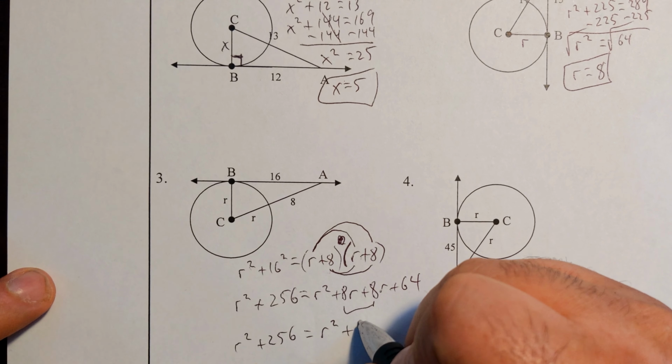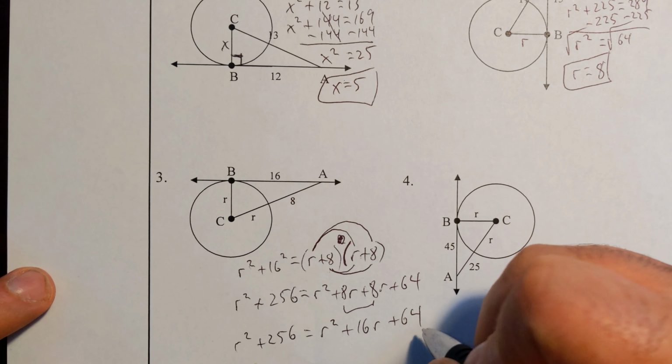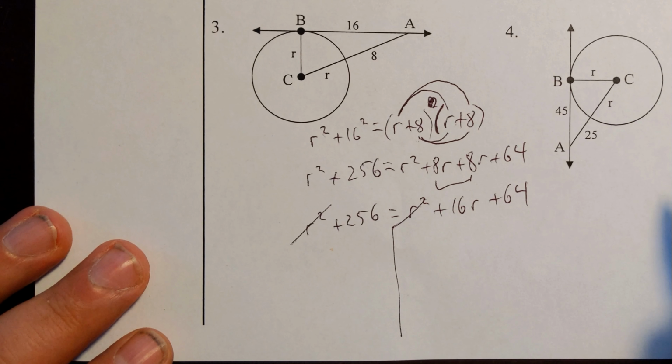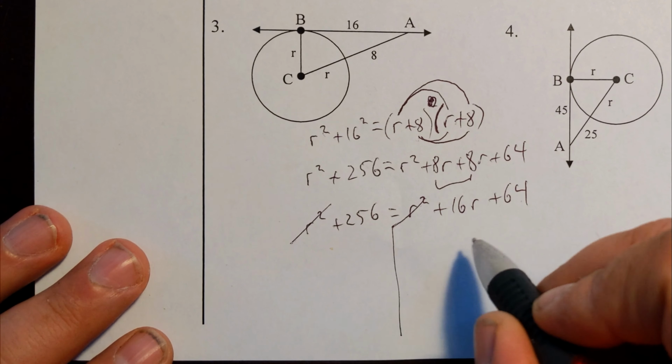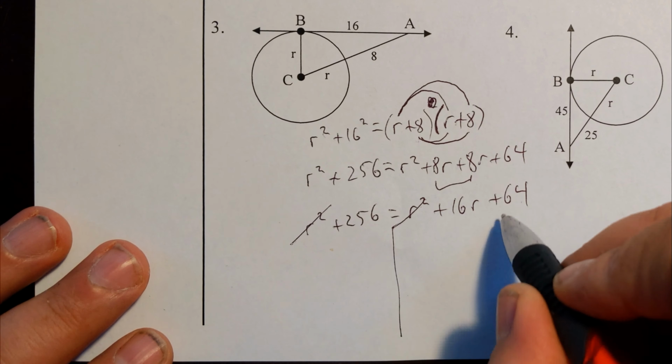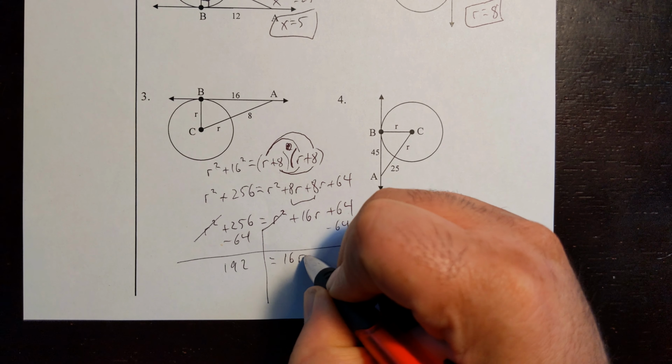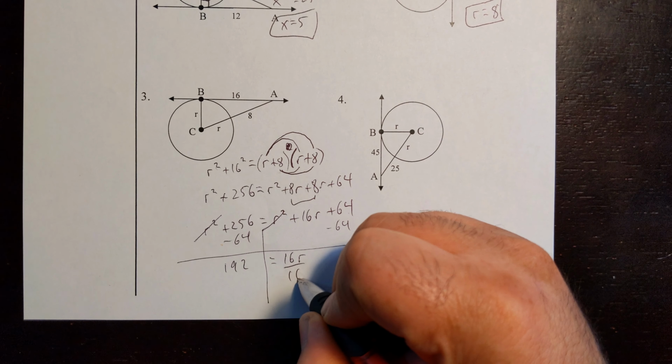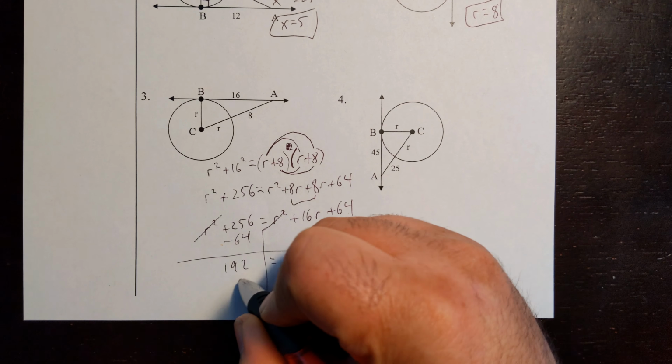8r and another 8r is going to be 16r. Because here is our equal sign, and we have r squared on both sides. Those cancel. We're going to want to move this 64 to the left so that all of the constants are together. That is 192. Now we need to divide by 16 to get the r by itself. And we find out that the radius is 12.